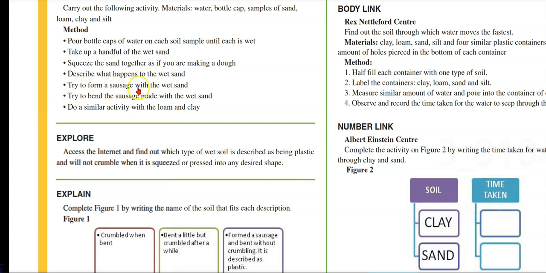Try to form a sausage with the wet sand. Try to bend the sausage made with the wet sand. Now do a similar activity with the loam and clay. So we're using the sand in this particular example here, and then you're going to do the same investigation with the loam and clay.